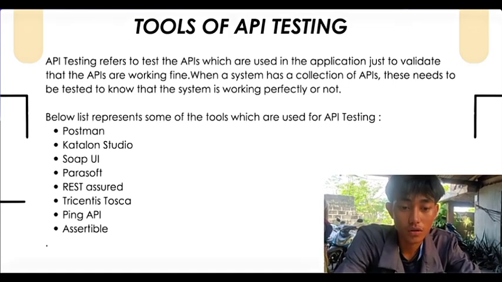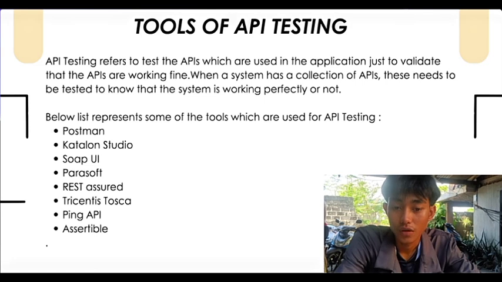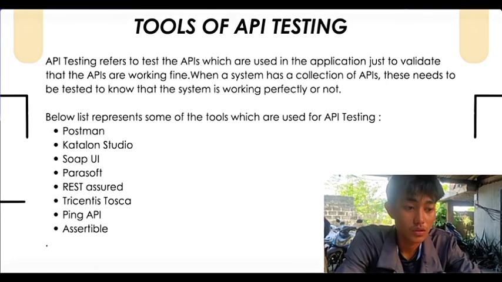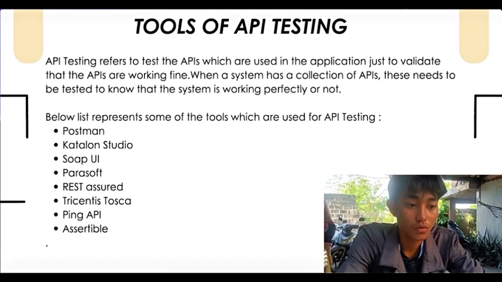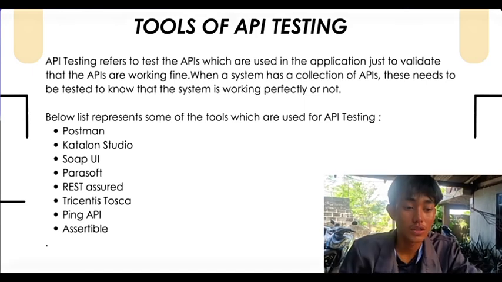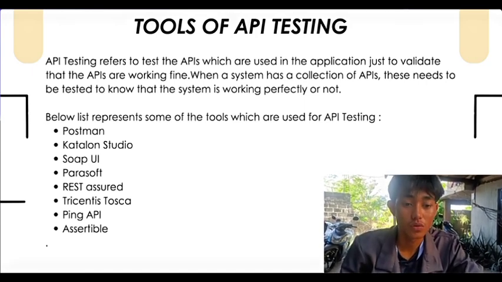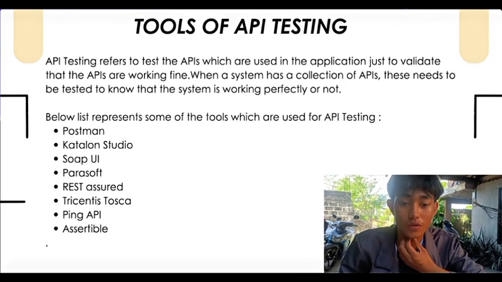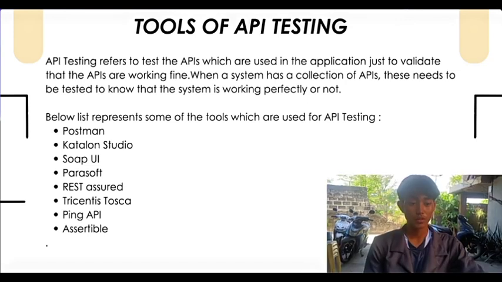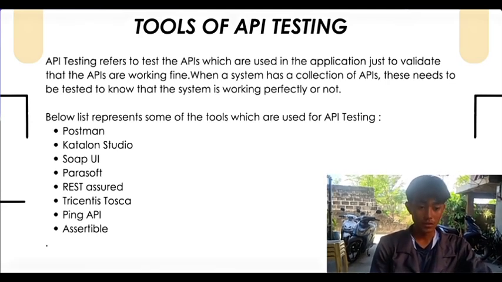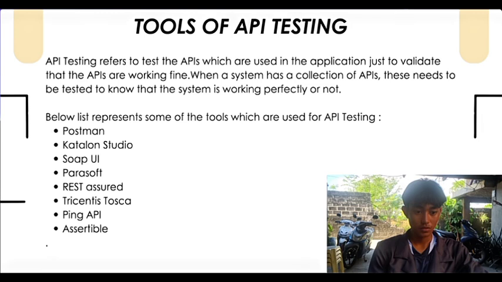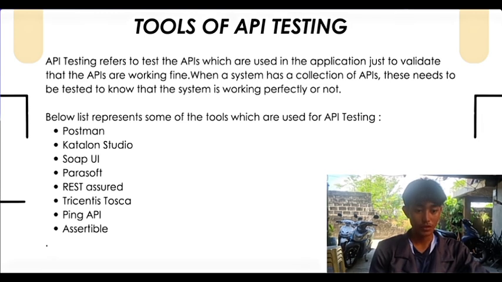When a system has a collection of APIs, they need to be tested to know whether the system is working perfectly or not. Below is a list of some of the tools which are used for API testing: Postman, Katalon Studio, SoapUI, Runscope, REST Assured, Tricentis Tosca, Ping API, Assurable.